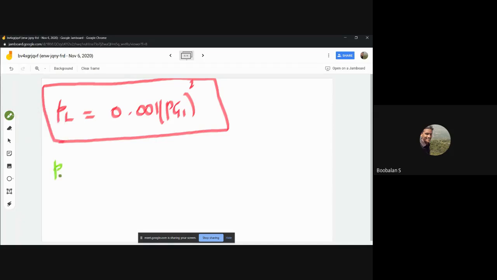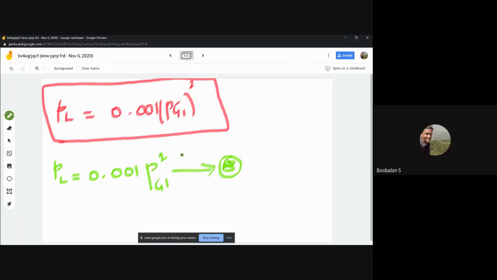P suffix L equals 0.001 P suffix G1 square. This is the transmission loss for my whole system. This is equation number B. We'll consider equation number B. Got the idea now of how we calculated the entire transmission loss for this particular system.